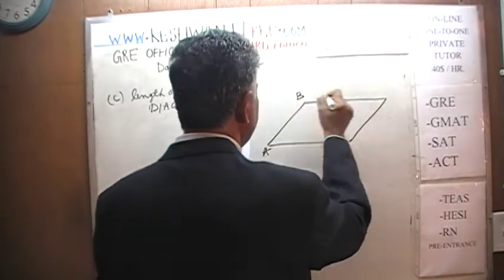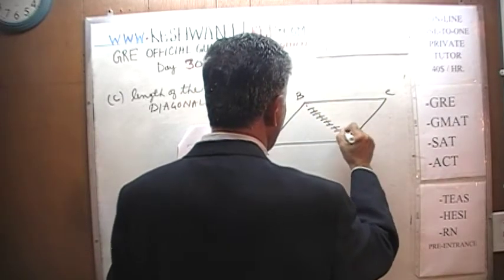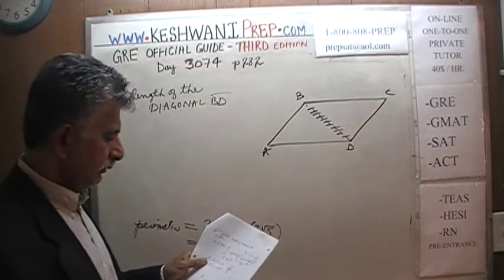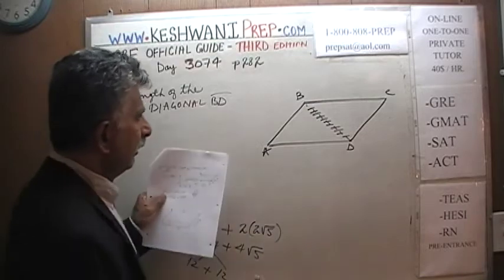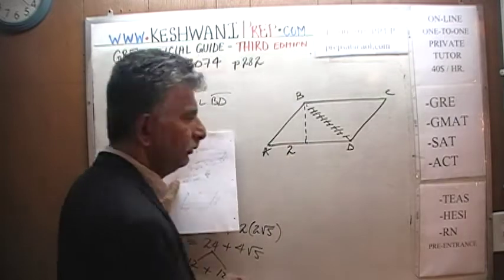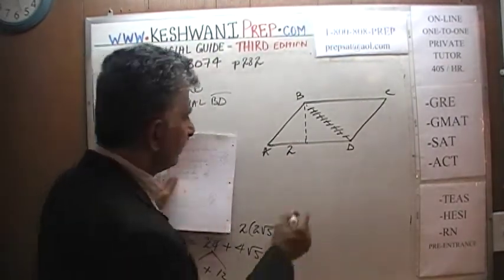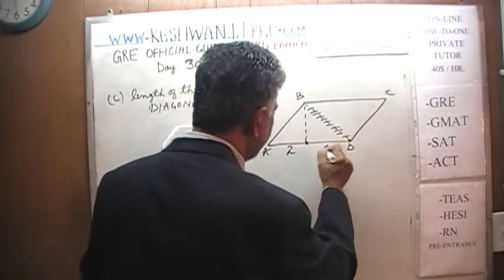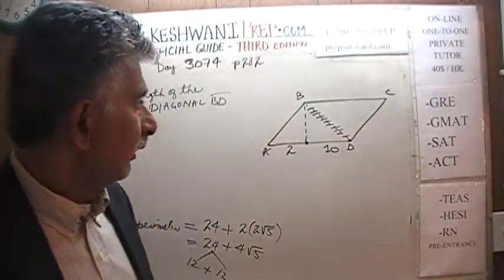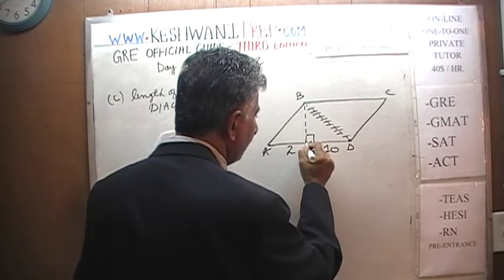A, B, C, and D. What we want to find out is this guy right here, this diagonal. Well, if you drop this perpendicular here, this distance from here to here is 2. Are you with me? This distance from here to here is 2, if you look at the picture, which means this distance from here to here must be 10, because we are told that the whole distance is 12.